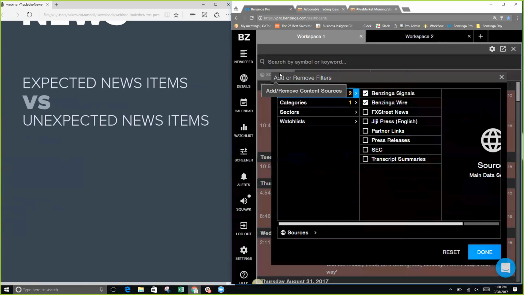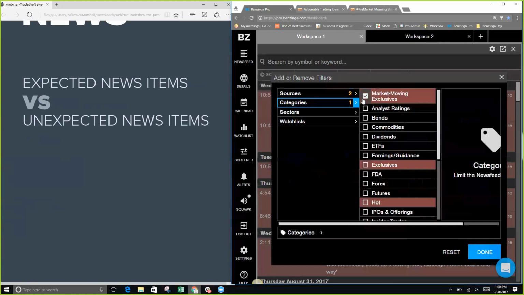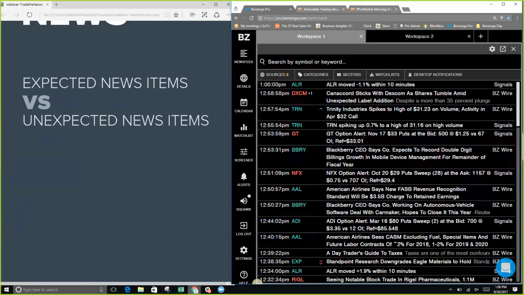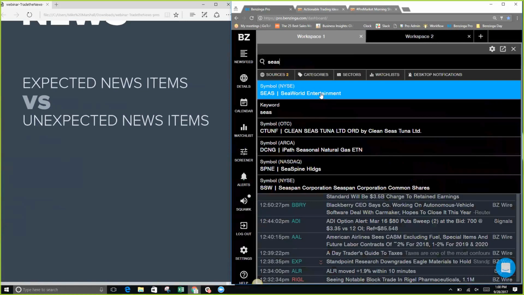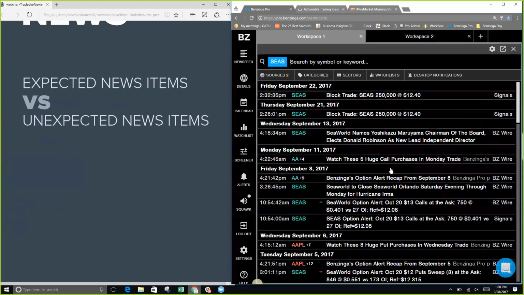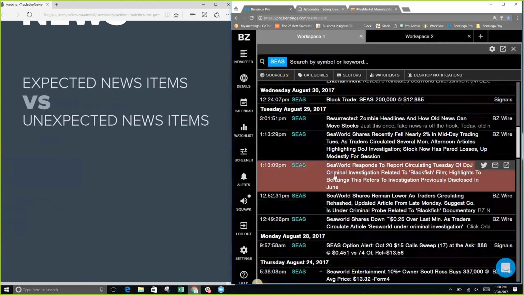So type in the ticker SEAS, S-E-A-S. And actually, Mike was clicking over to one of our branded categories. It's called Market Movement Exclusives. I'm not sure if this SeaWorld headline that we got a little while ago was listed as a Market Movement Exclusive. I think it was. Look, it's here, actually. It looks like it was an exclusive.